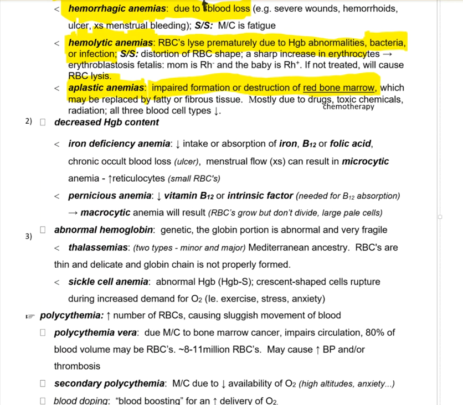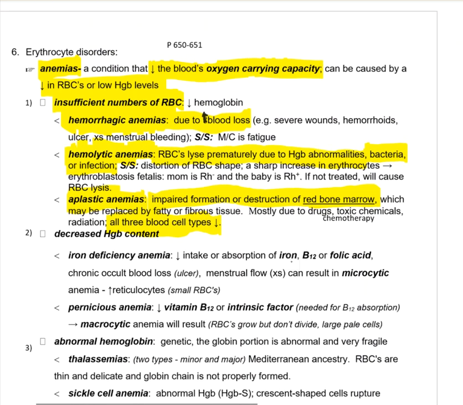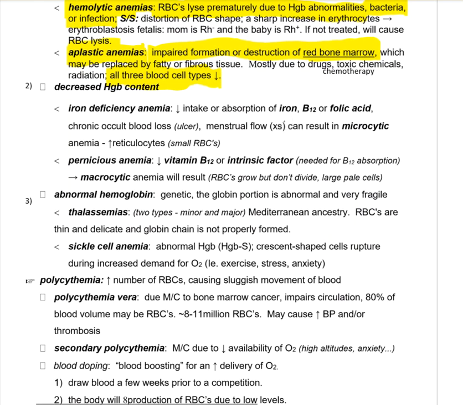Because it can destroy the stem cells, all three blood cell types can be affected, meaning white blood cells, red blood cells, and platelets. Now, decreased hemoglobin content is what we were talking about up here when we said low hemoglobin levels. We're not getting enough hemoglobin into the red blood cells for some reason.